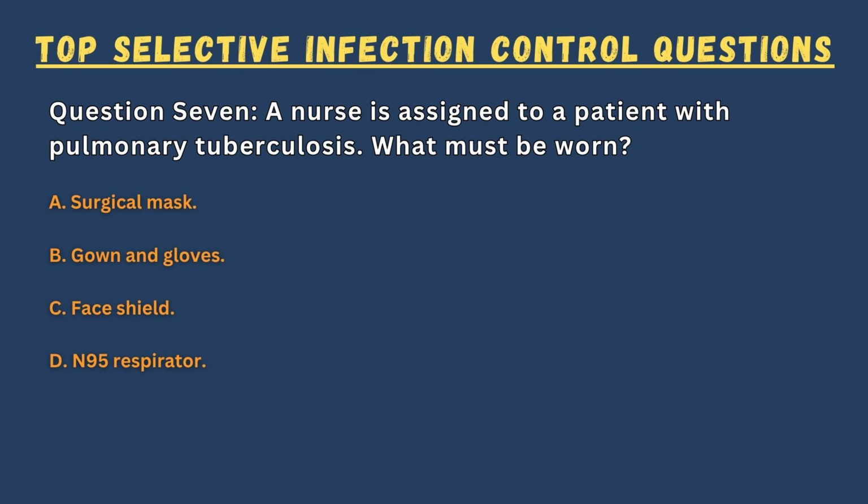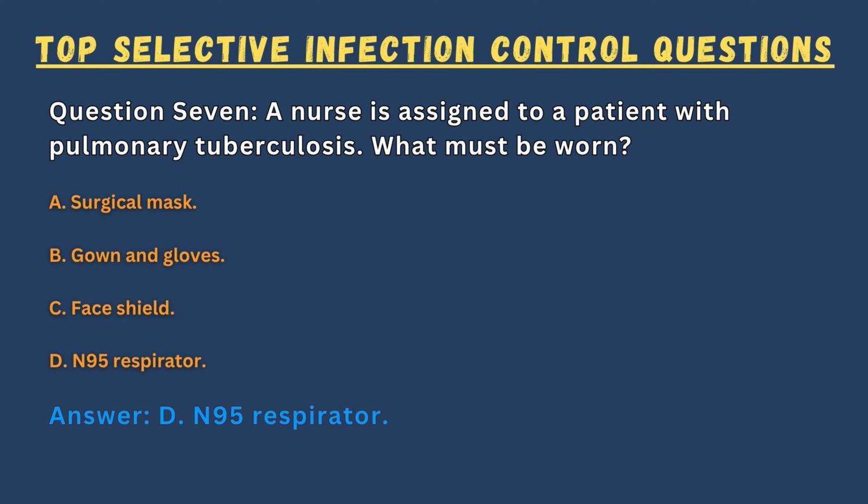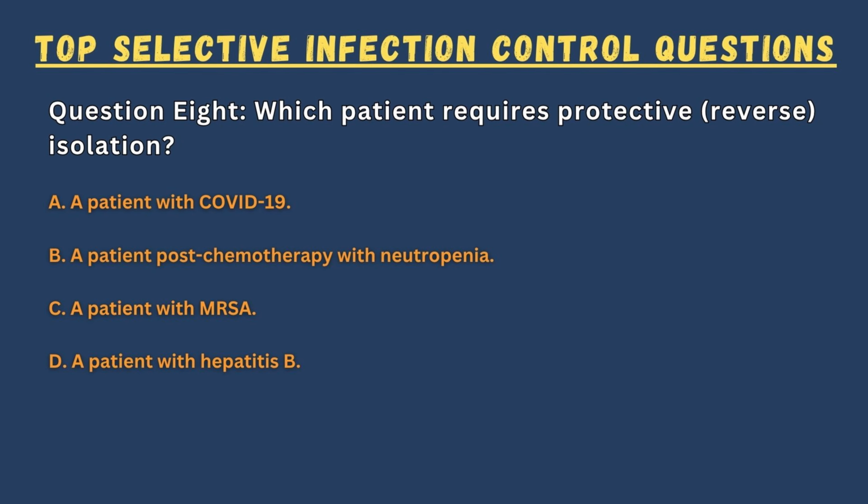Question 7. A nurse is assigned to a patient with pulmonary tuberculosis. What must be worn? A. Surgical mask. B. Gown and gloves. C. Face shield. D. N95 respirator. Answer: D. N95 respirator.